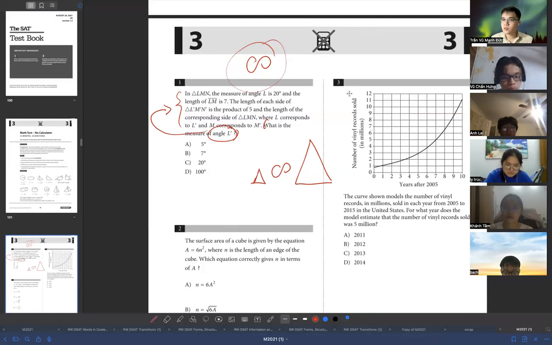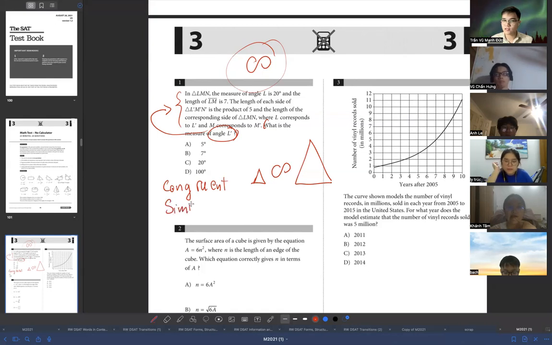So you have two relationships. Firstly is congruent. Secondly is the, what's that? Similar. I've just mentioned it. Okay, similar. So in this case, is it congruent or is it similar? It's congruent. You're sure? The product of 5 and the length of the corresponding side. These two triangles are not equal, right?